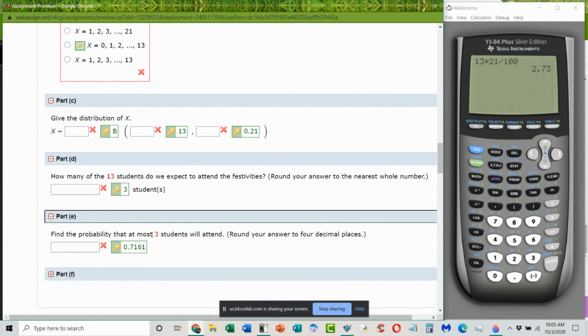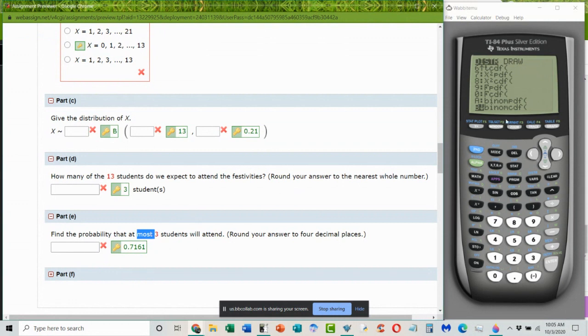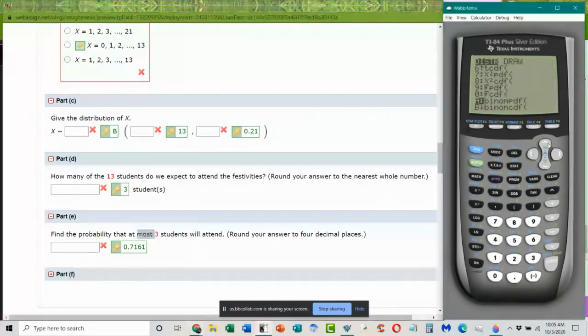What is the probability that at most three students go? So now, like I said, to do this probability, we have to go to distributions, which is second vars. And because this says at most, that means it's cumulative. We're going to add them all up. We could do the PDF distribution, and there's a couple of cool things that you can do. Trials is 13. The chance of success is 0.21.